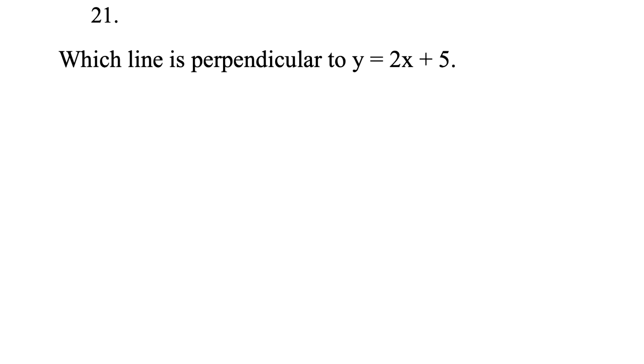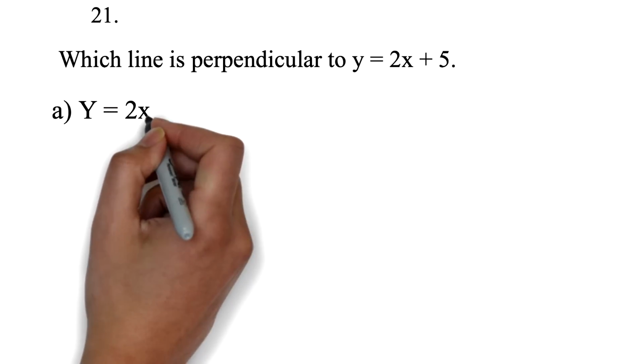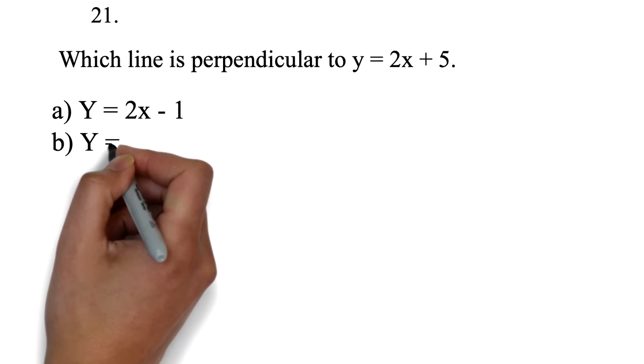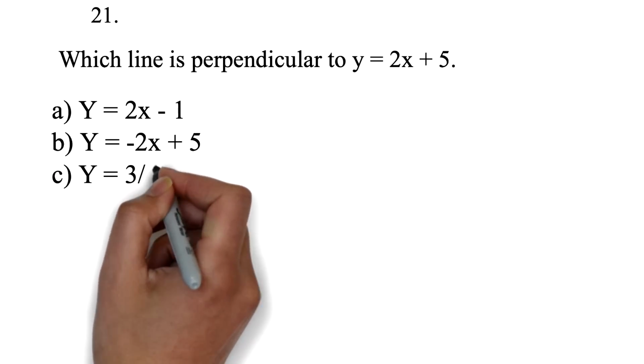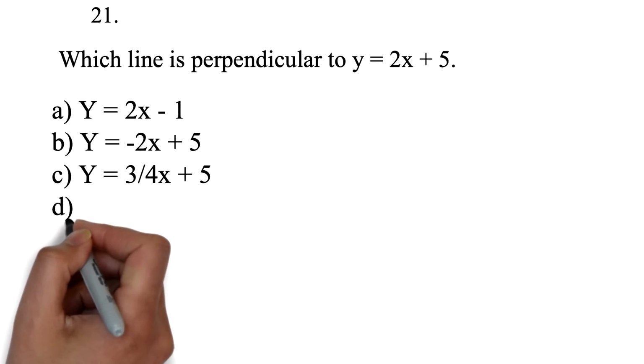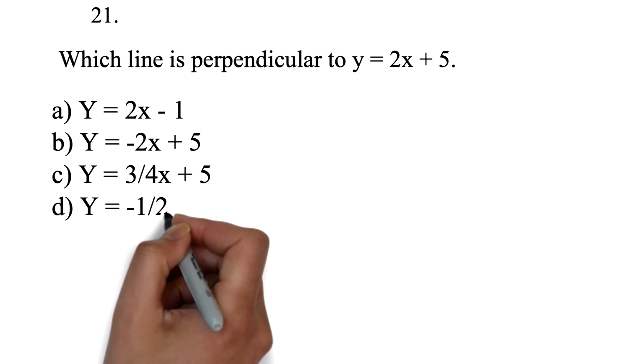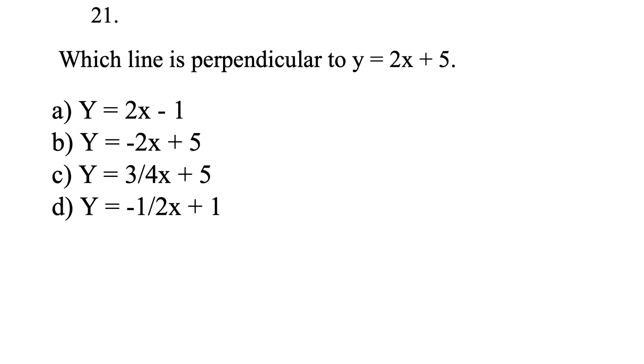Question 21. Which line is perpendicular to y equals 2x plus 5? A. Y equals 2x minus 1. B. Y equals negative 2x plus 5. C. Y equals 3 over 4x plus 5. D. Y equals negative 1 over 2x plus 1.